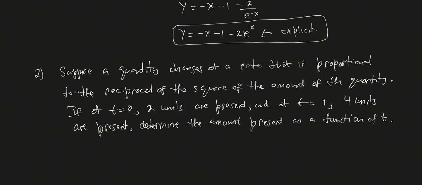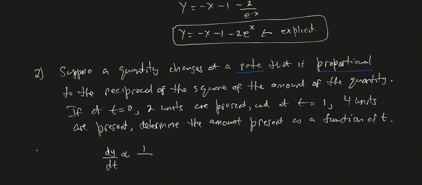So suppose a quantity changes at a rate that is proportional. All right, so let's do that. So first I'm going to use y just to represent the quantity, right? That's kind of the generic letter. So as I see, the rate is proportional, so the rate of change of any quantity is dy dt. That's proportional to, and then let's see exactly what it's proportional to. It says the reciprocal. So the reciprocal we know is 1 over the square of the amount.